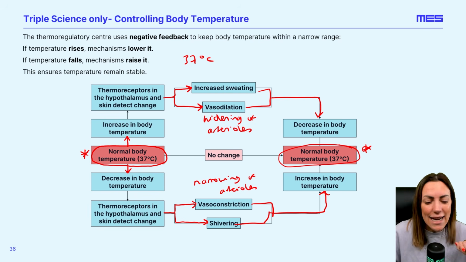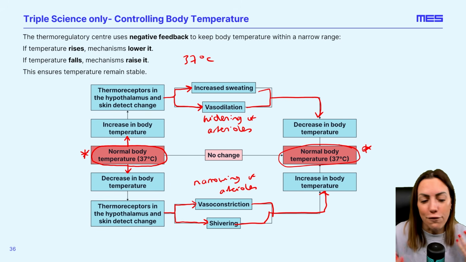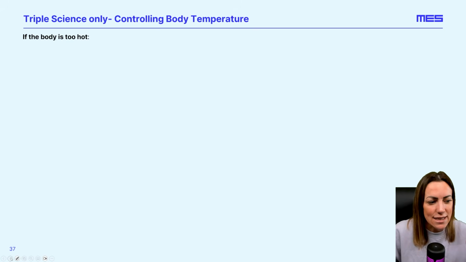And that will lead to an increase in our body temperature to return our body temperature to normal. So you can see this is negative feedback. If there's any change away from the normal level, it is detected by receptors. Responses are coordinated to reverse that change. Now, what we need to do next is look at these responses in a lot more detail, because we haven't done enough yet for triple science.